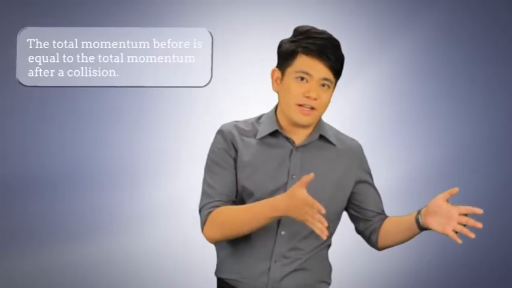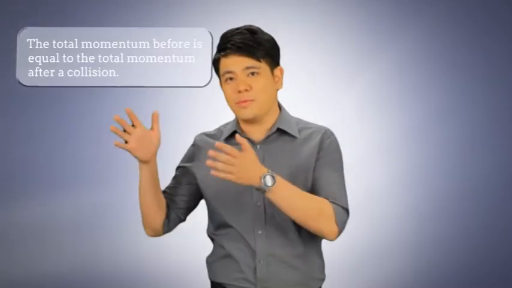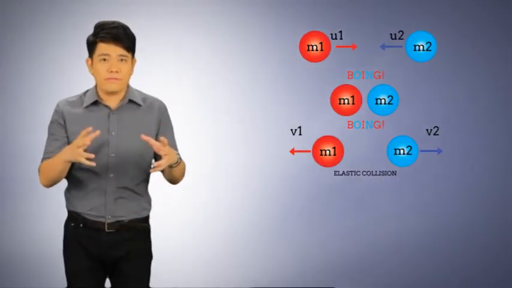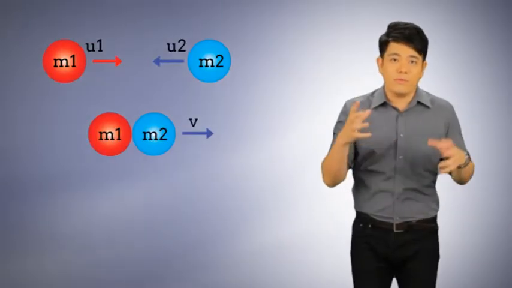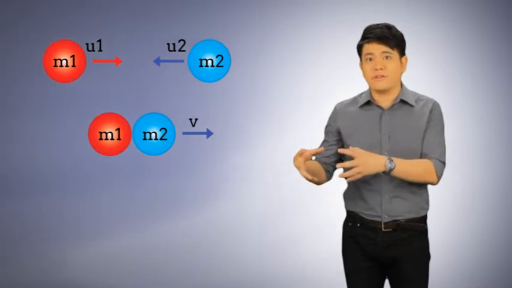The principle of conservation of momentum states that the total momentum before collision is equal to the total momentum after collision. There are three types of collisions. Number one, elastic. Number two, inelastic. And number three, explosion. In an elastic collision, both bodies will separate after collision. In an inelastic collision, both bodies will move together after collision. In an explosion, the total momentum before and after collision is zero.